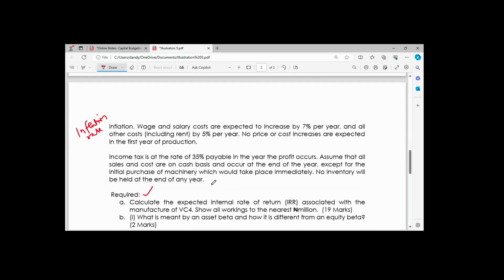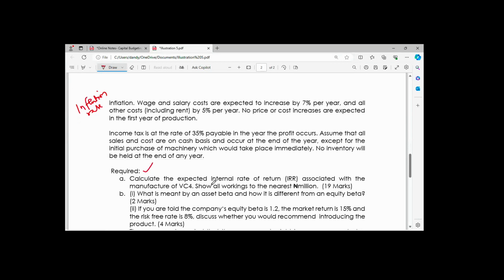Move on. Income tax is at the rate of 35% payable in the year the profit occurs. Okay, there is a tax rate of 35%, payable in the current year. Tax is paid in the current year.